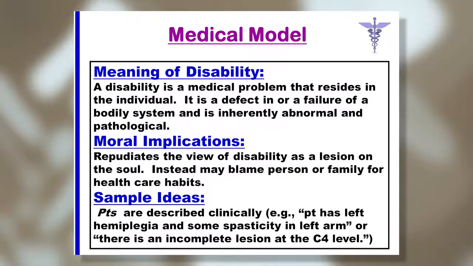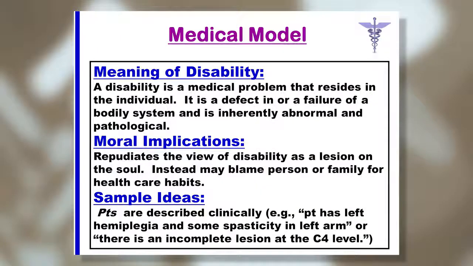So for example, something simple like you go out without a sweater, you'll catch a cold, you're a type A personality, you're more likely to have a heart attack. So now we hear blame of the person for habits or behaviors that might lead to disabilities. Sample ideas in the medical model, patients are described clinically, such as the patient has left hemiplegia and some spasticity in the left arm, or there's an incomplete lesion at the C4 level.